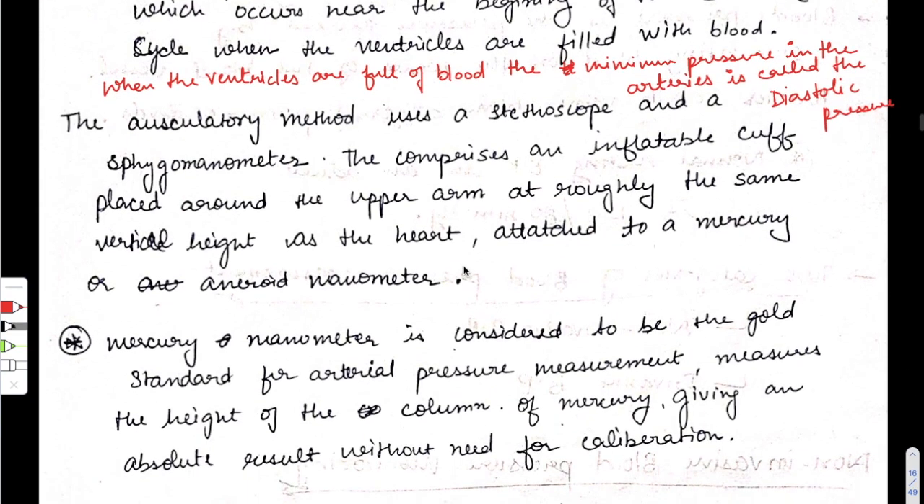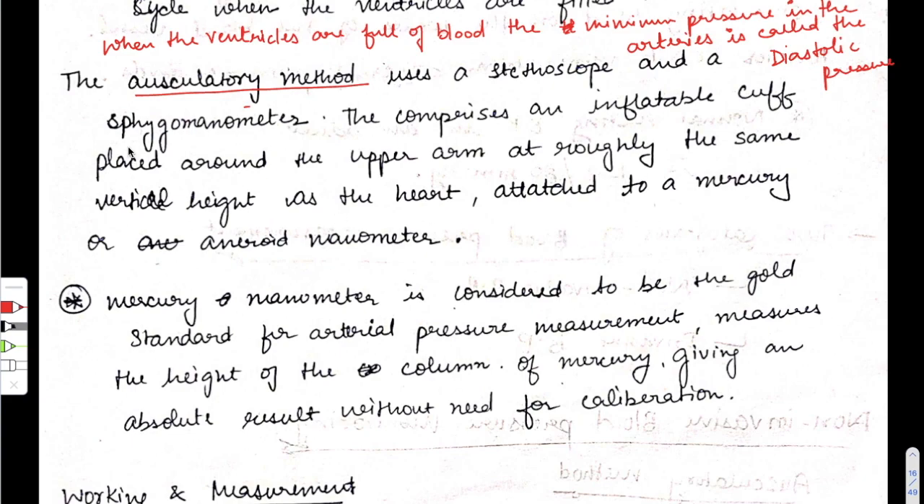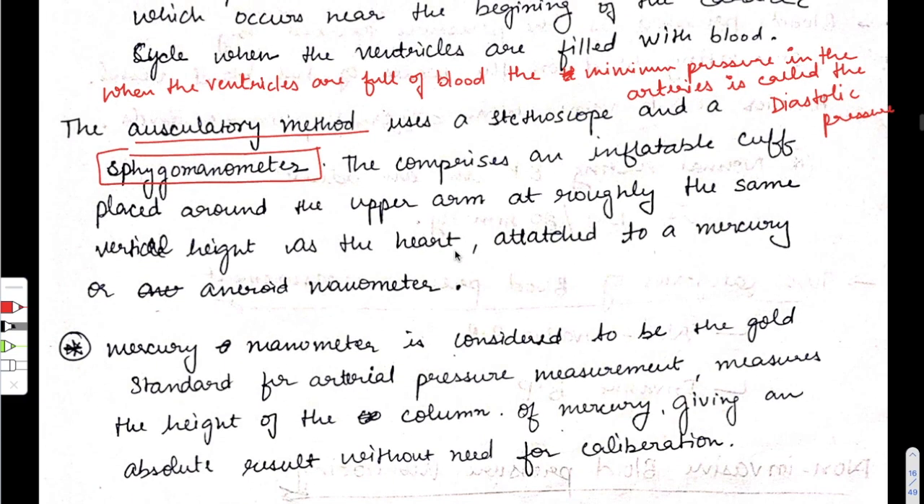Then coming to the stethoscope part. The oscillatory method uses a stethoscope and a sphygmomanometer. Please learn the spelling of this instrument. It comprises an inflatable cuff which is placed around the upper arm at roughly the same vertical height as the heart, and attached to a mercury or aneroid manometer.